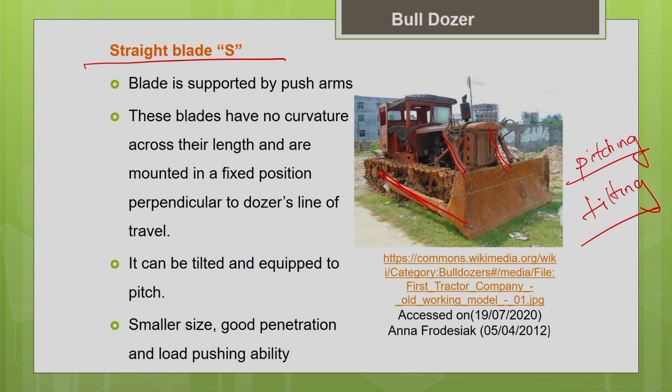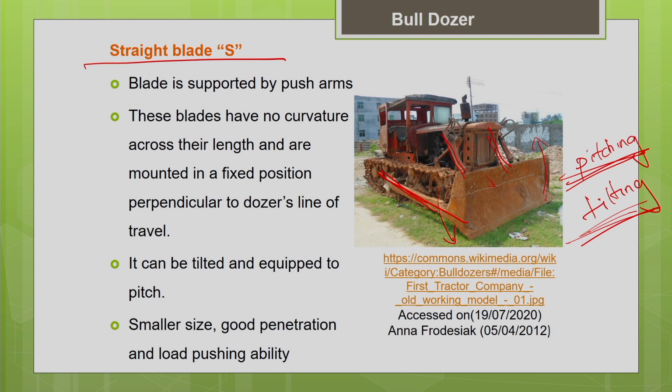I hope you remember what pitching is. Pitching means you can pitch the top end of the blade forward or backward. Tilting means I can raise one end of the blade upward and lower the other end downward. So, it is a movement in the vertical plane. Tilting is the movement in the vertical plane. Only these two movements are possible with this straight blade.